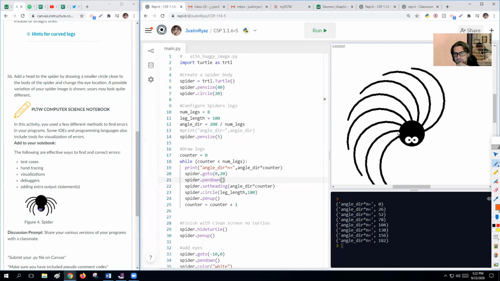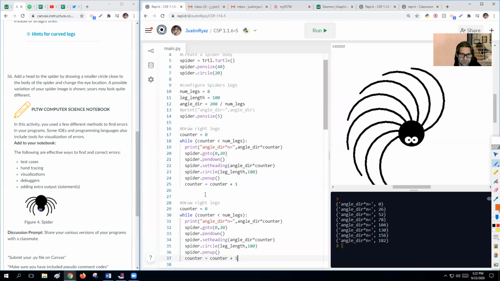So let's work on the first four legs and see if we can make them go in the other direction. We're going to make this statement here into two things. So we've got draw right legs, and then draw left legs. Each leg is then going to be shorter, so I'll do half as many, divided by 2.